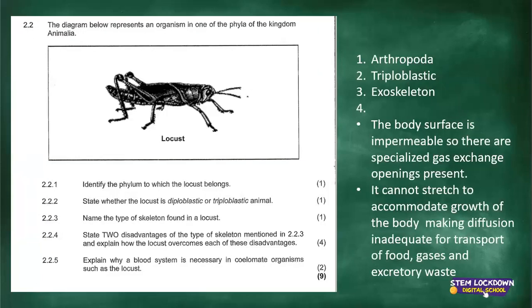And then question, explain how the locust overcomes each of these disadvantages. How does the locust overcome these disadvantages? That will be your take-home homework since we are out of time now.